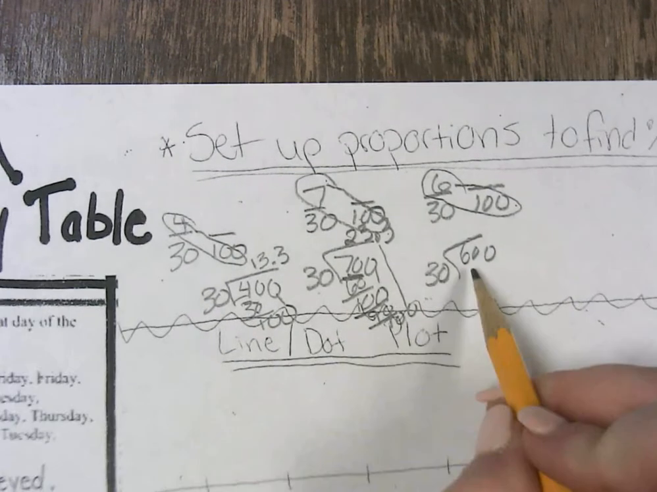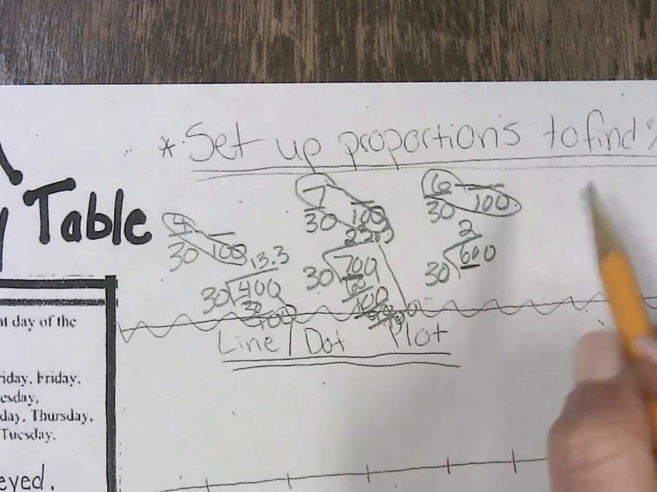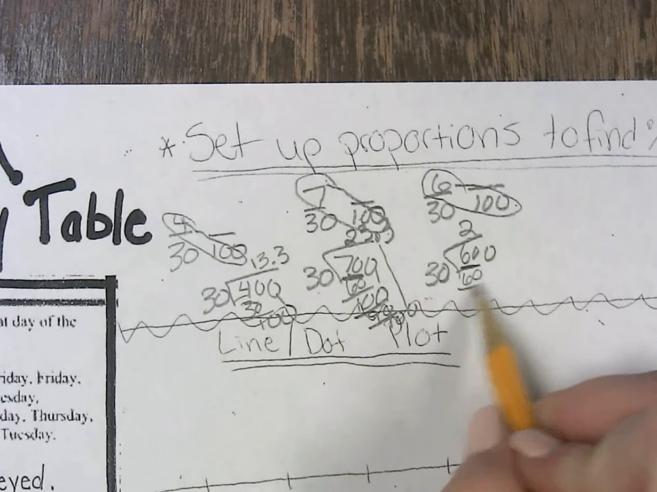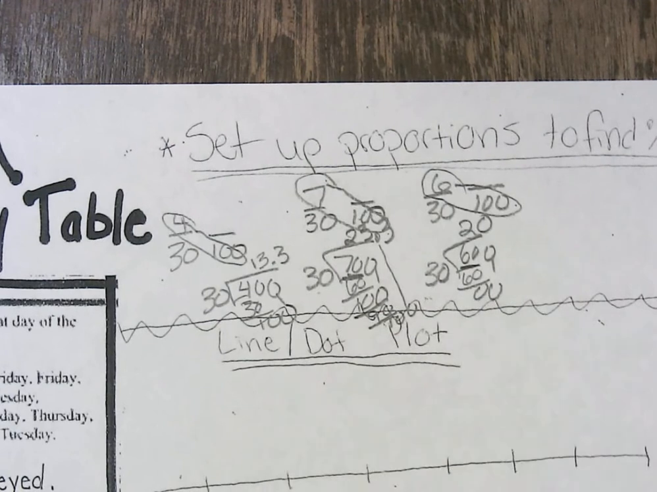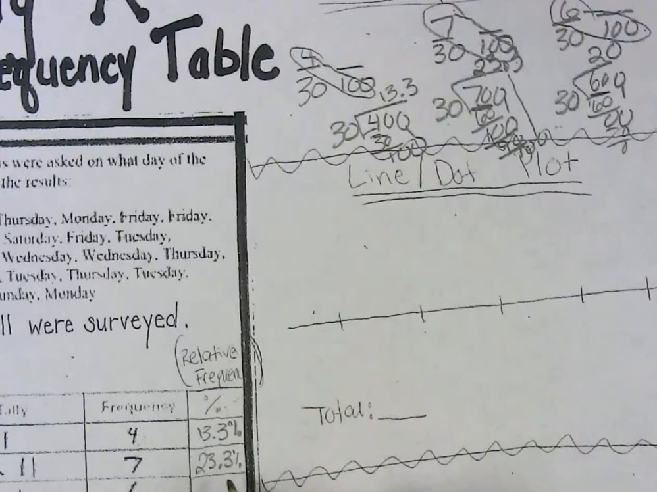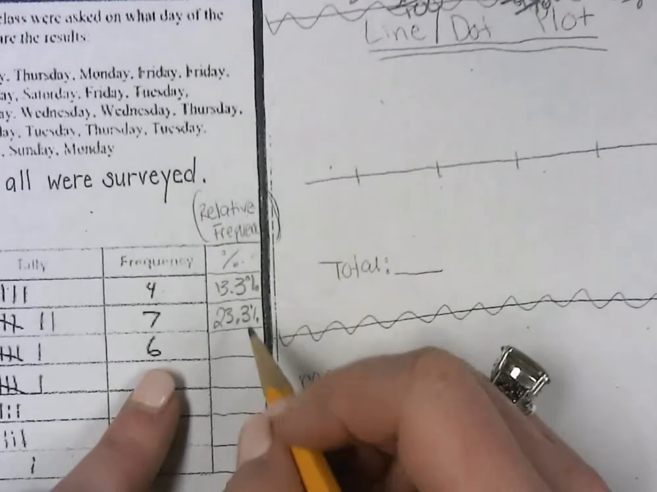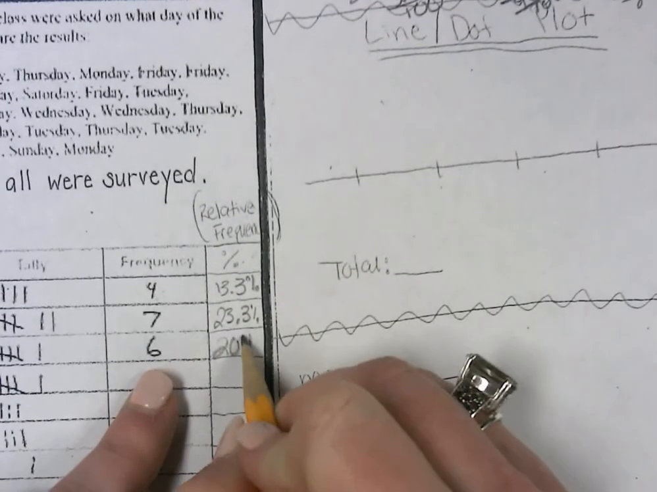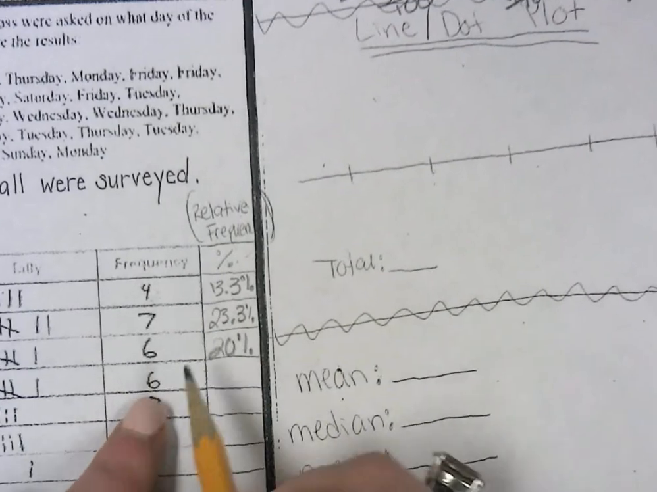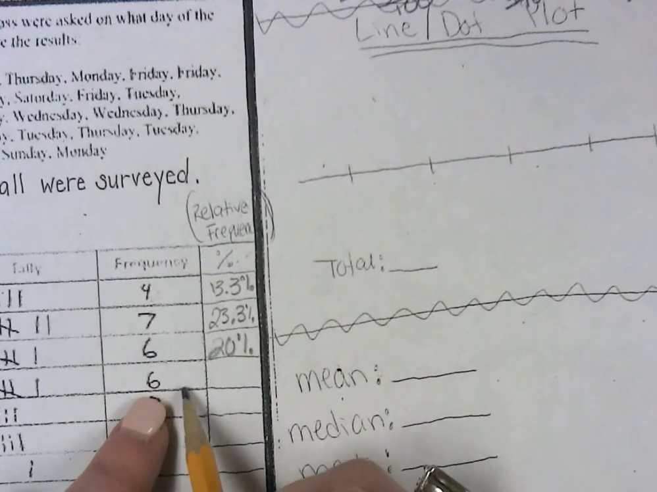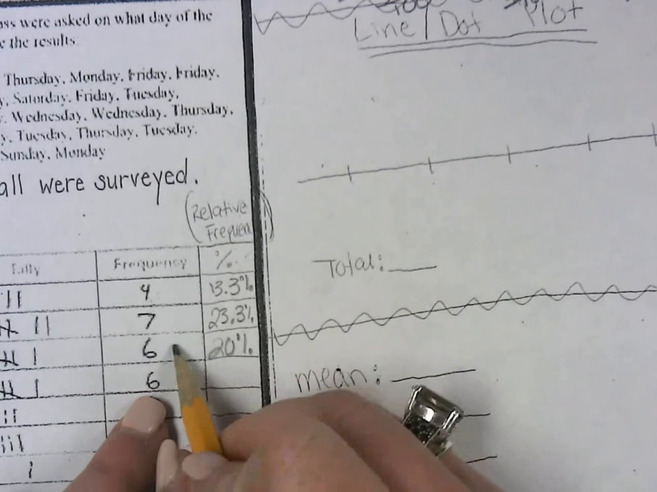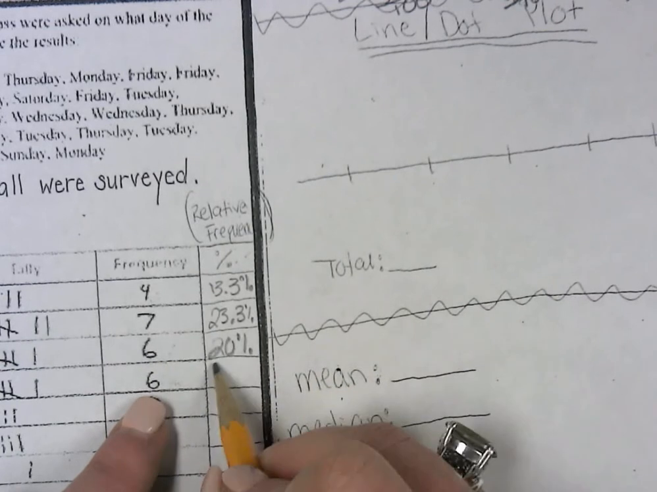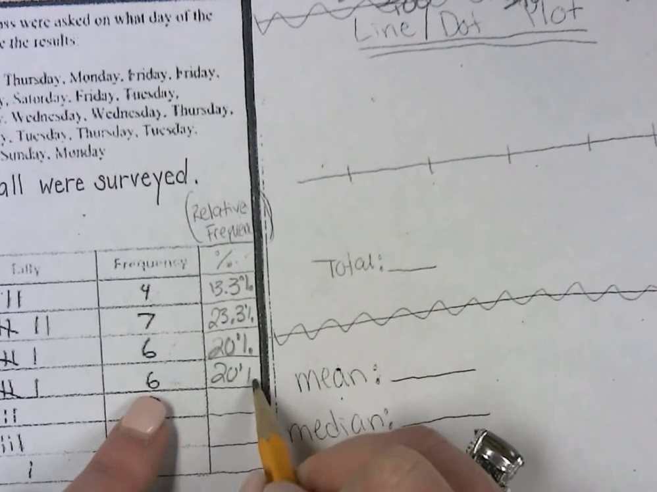30 goes into 60 twice. 2 times 30 is 60. 30 goes into 0 times. So that one worked out nice and even. So Wednesday, 20% of the people were born on Wednesday. Thursday, 6 people again. So we already worked this one out. We don't do it again. We just said if 6 people out of 30, that really means 20%.